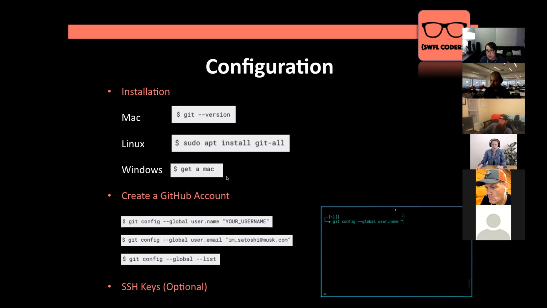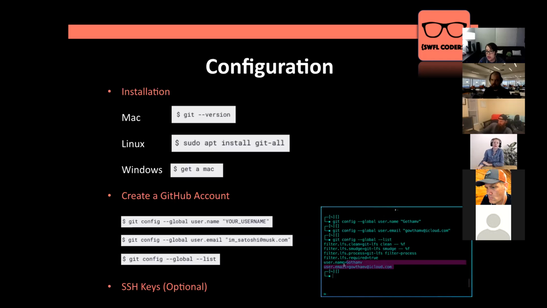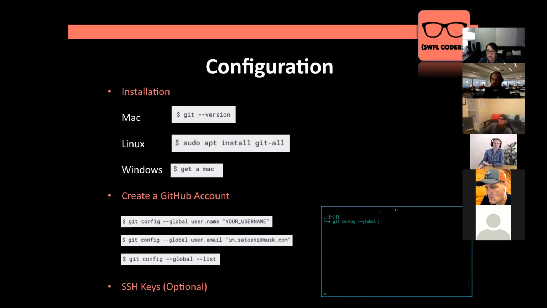So there's some configuration that needs to happen. If you have a Mac, most likely you already have Git installed. If you don't, all you have to do is run git --version, and it will prompt you to do everything else you need to install it. There's the command for Linux and for Windows, if you can see it there.